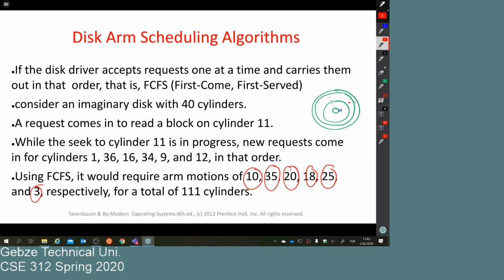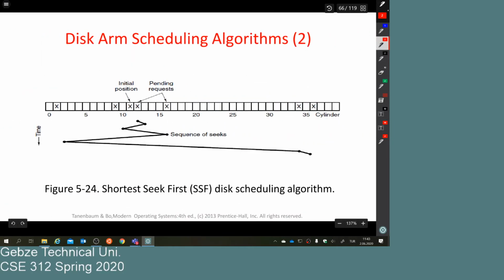Okay, so the total travel time is 111 cylinders. For the sake of example, let's say each cylinder takes a single millisecond. It's going to be 111 milliseconds total. Can we do it better? If I play with the order of these numbers, instead of first come, first served, maybe I can do better. There are some other algorithms.